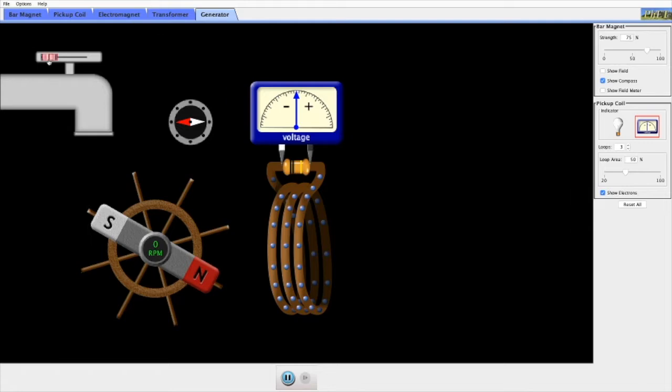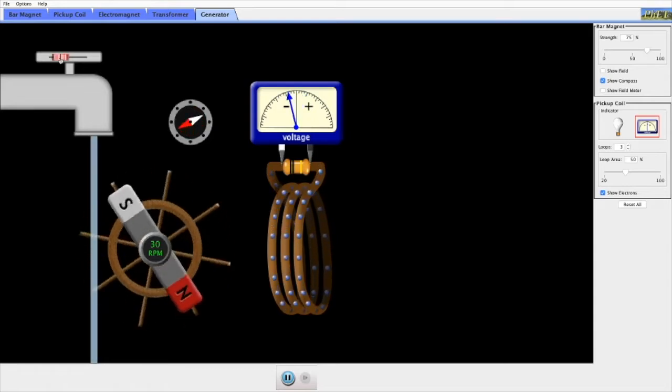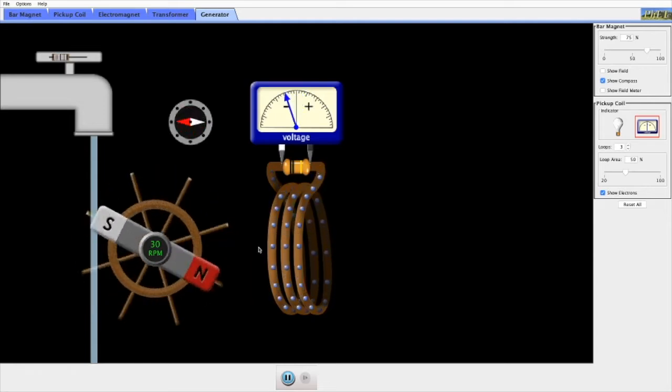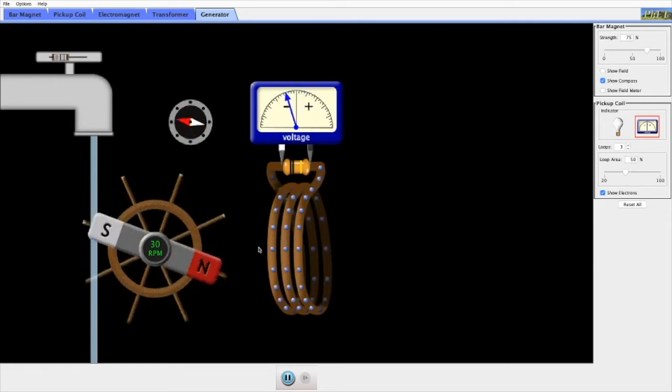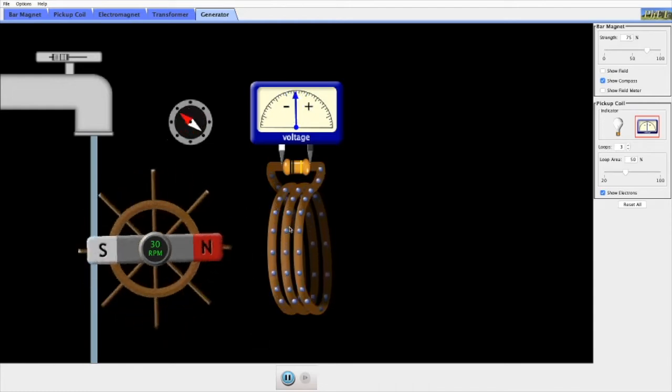So again, here's hydropower. You build up a bunch of potential energy by getting a bunch of water high. You allow it to then be converted to kinetic energy by allowing it to fall onto a turbine with a magnet attached. And then look what happens. At this point, we have a changing magnetic field. We're going to get into the direction in the next topic. For now, we're just focusing on the fact that a changing magnetic field will induce a current.